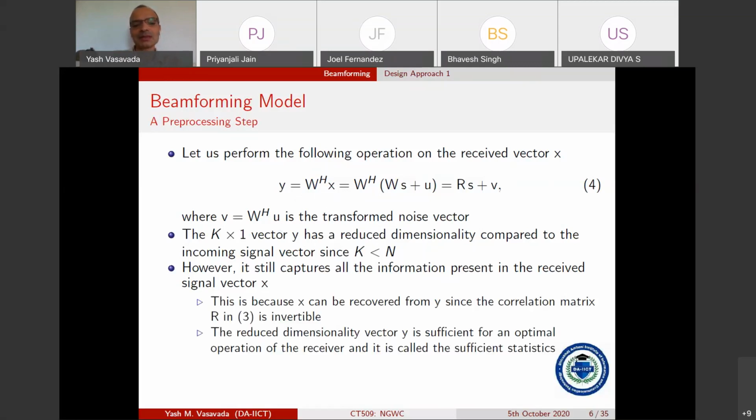So anyways, in some terminology, this is called sufficient statistics. So this vector Y provides the same type of information that vector X provided because R is invertible.